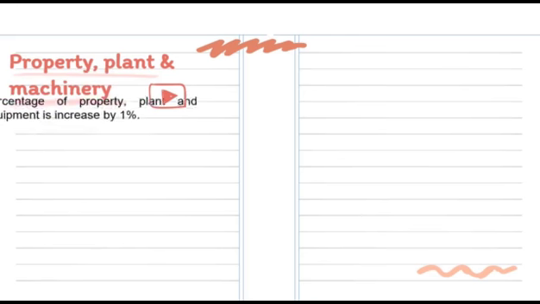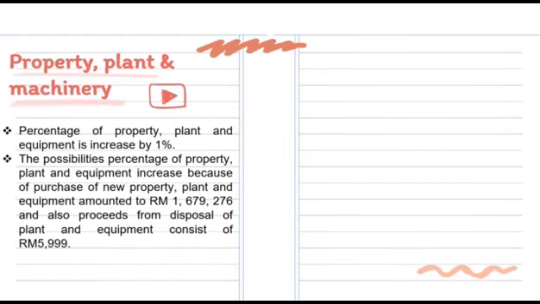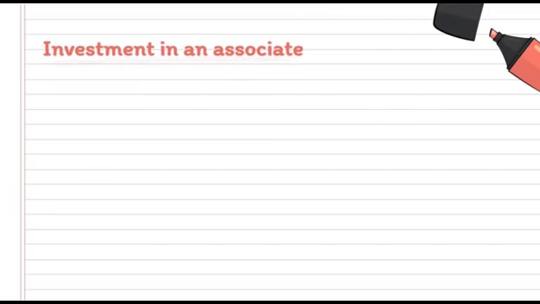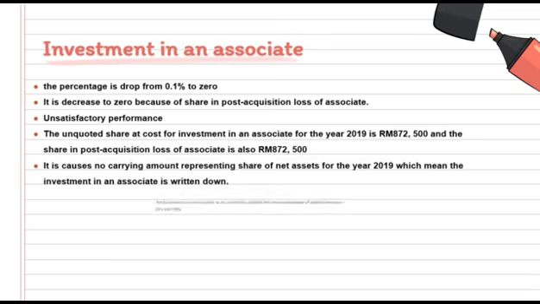As for property, plant and equipment, the percentage of property, plant and equipment increased from 23.9% to 24.9% of total asset, which means it increased by 1%. The possible reason the percentage of property, plant and equipment increased is the purchase of new property, plant and equipment amounting to 1,679,276, and I can also assume that it increased because of the proceeds from disposal of plant and equipment, which consist of 5,999.